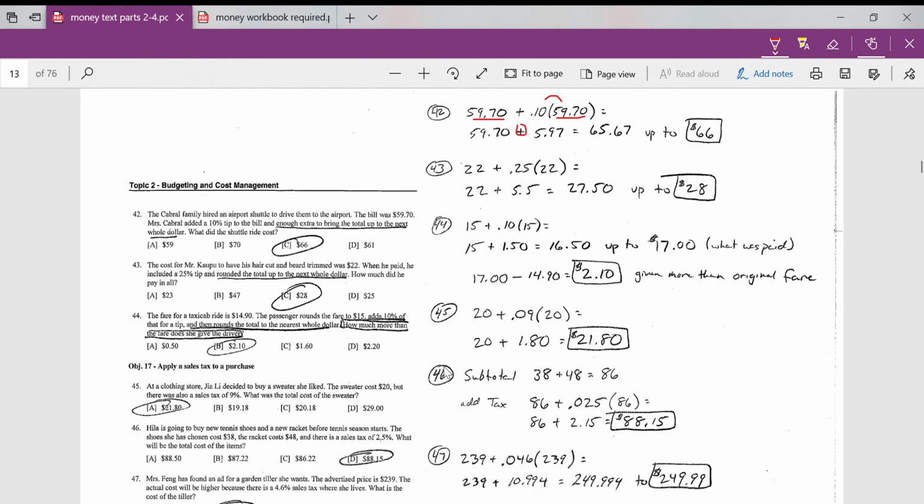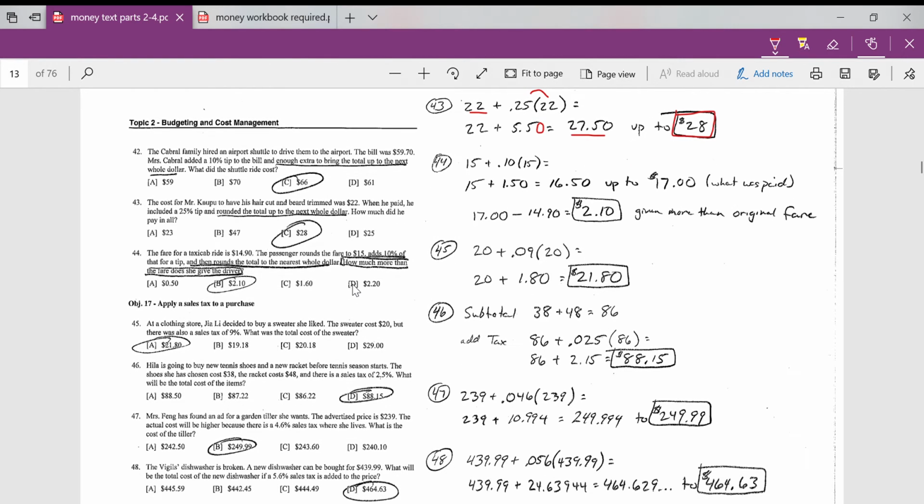Okay, 43, very similar problem. Having a haircut and beard trim, it was $22. He included a 25% tip, rounded up to the next whole dollar. So basically the exact same problem. $22 bill, 25% tip, so you're taking 0.25 times that $22 bill. You multiply first, you get 5.5, or if you want to say $5.50, it's the same thing. You add that to the original $22, it comes to $27.50. They say go up to the next whole dollar, it's $28.